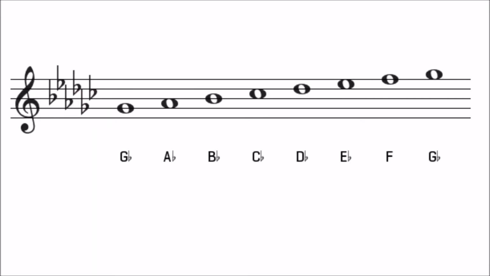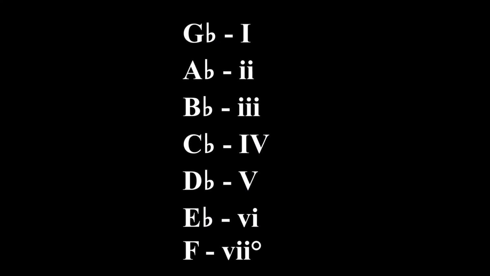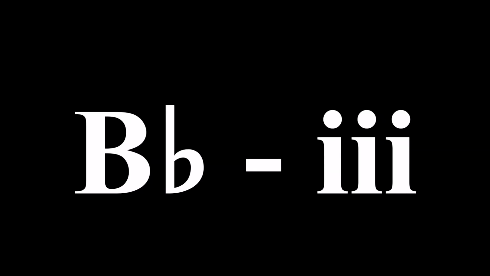Each chord in the key of G flat major is based on one of these notes. Roman numerals indicate each chord's position relative to the major scale. Chord 1 is based on the note G flat. Chord 2 is based on the note A flat. Chord 3 is based on the note B flat. Chord 4 is based on the note C flat. Chord 5 is based on the note D flat. Chord 6 is based on the note E flat. And chord 7 is based on the note F.